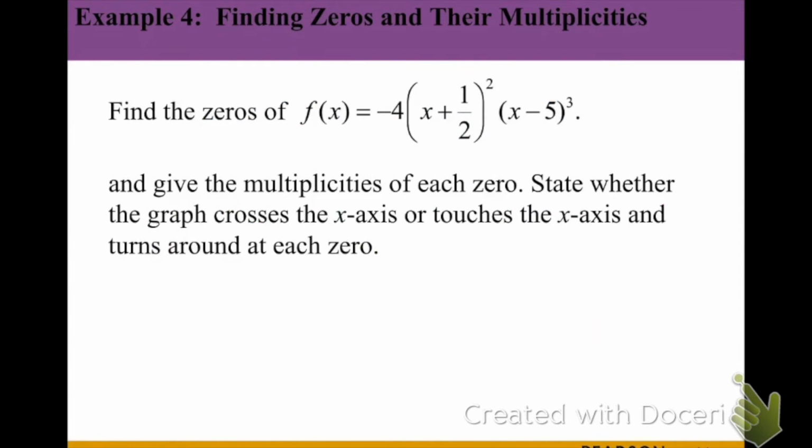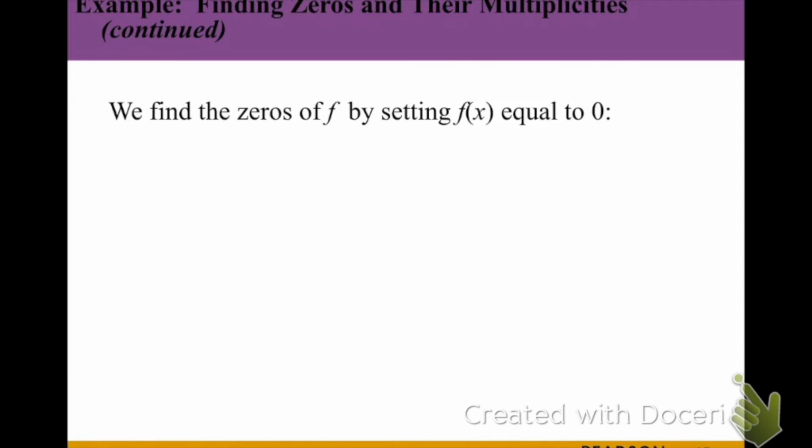So in our first example here, it says for us to find the zeros, which is another word for x-intercepts or solutions, to the polynomial -4 times the quantity x plus 1/2 squared times the quantity x minus 5 cubed. And we want to give the multiplicities of each zero. Then we want to state whether the graph is going to cross or touch the x-axis at each of those zeros. So the first thing we need to do here is find the actual zeros.